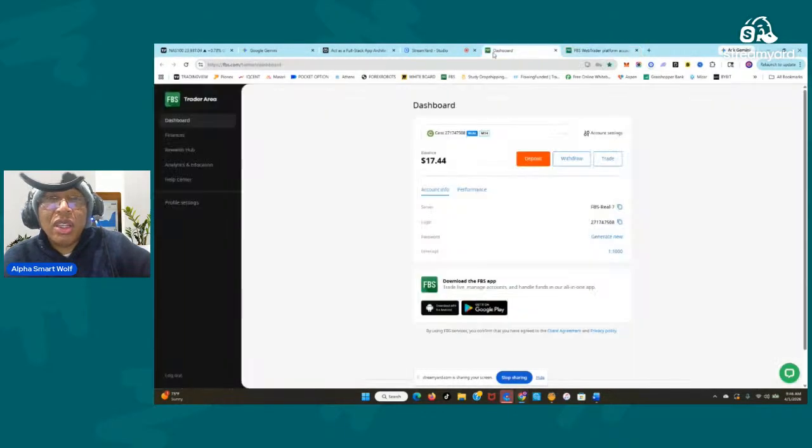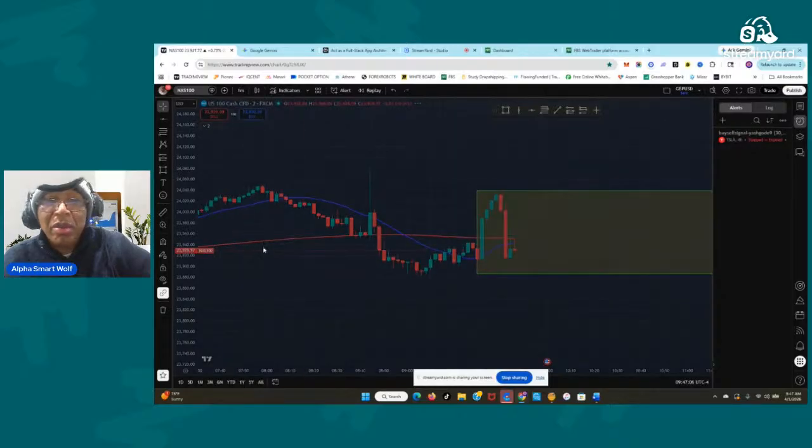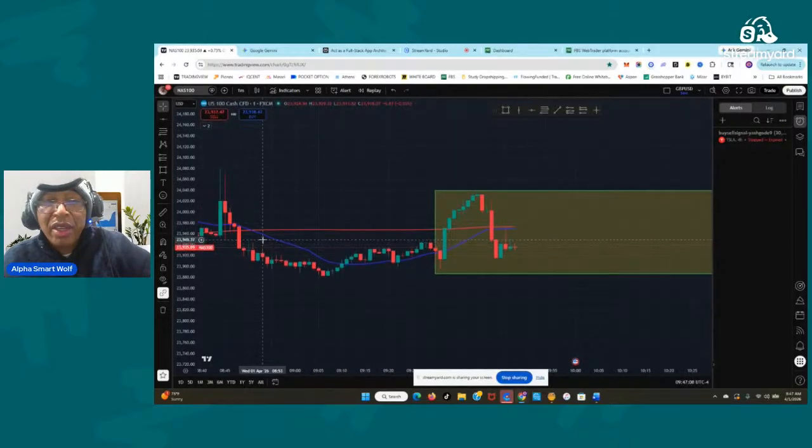So let's just go and see here for the Nasdaq. It's 1 minute. Let's see the 1 minute. Okay, so again you can see this is how the 1 minute looks like. So they're still in that range, the range that was created in the beginning.